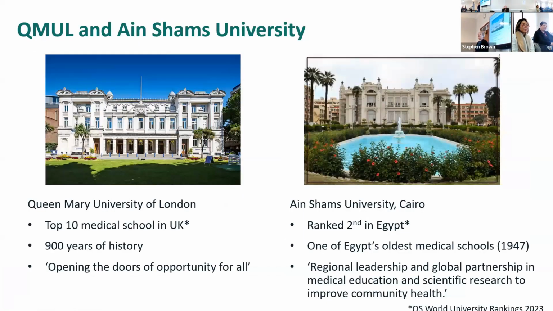So our particular collaboration was between our team at Queen Mary University of London with Ancient University in Cairo. And we're quite different in some ways, but also very similar in some ways. Two world-class, top-ranked medical schools, both with a lot of history in our respective contexts. The medical school at Queen Mary is 900 years old. Ancient is one of Egypt's oldest medical schools as well, and both universities have a real equity and inclusion focus.